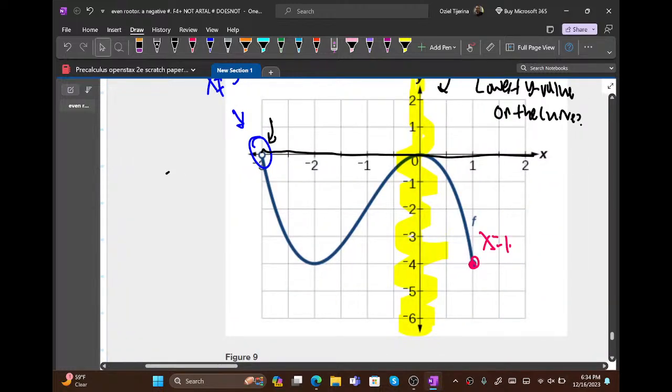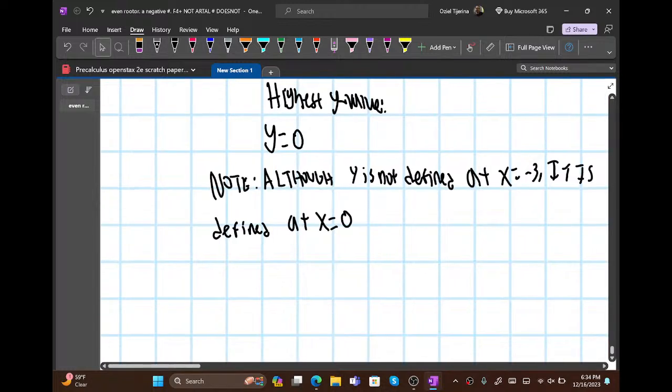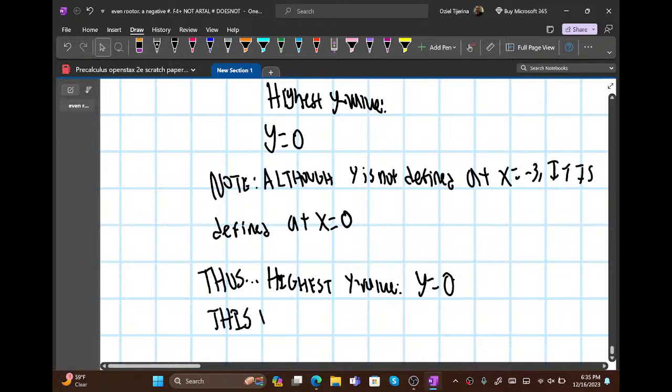At x equals 0. Thus, the highest y value is y equals 0, and it is defined. So I just want to make that very clear, guys. This is tricky. Tricky, tricky, tricky.